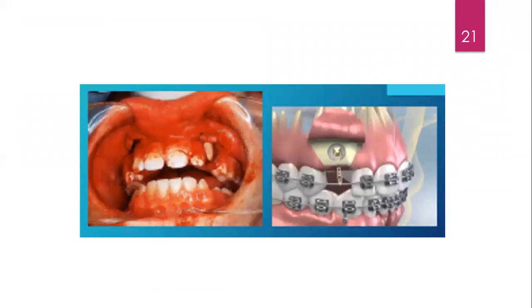So here's a visual of the procedure that I just talked about. With the full thickness flap, chisel away any underlying bone or use a surgical handpiece so that you can expose the canine. Then attach that gold button. As you can see, the patient is in orthodontic treatment, so it's easy to attach the gold chain onto the orthodontic wire.